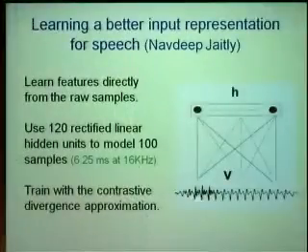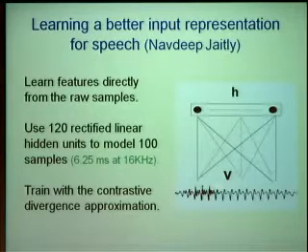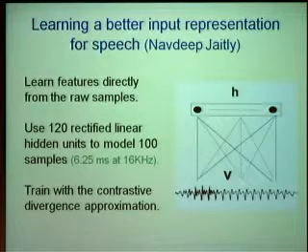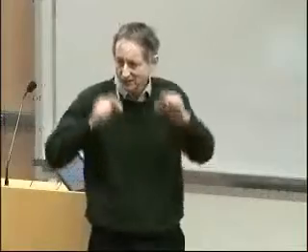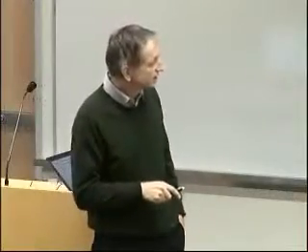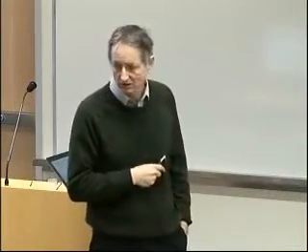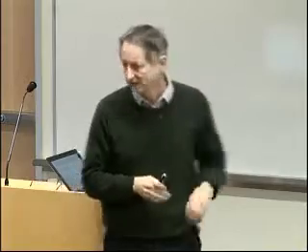We're going to take the raw speech wave, 100 samples from the raw speech wave, and 120 of these rectified linear hidden units, and we're just going to learn how to model a tiny little piece of raw speech wave. This is going to be 6.25 milliseconds at 16 kilohertz. We train it just the way we trained these standard Boltzmann machines, and we're going to get some rectified linear features here. And the question is, what are they going to look like?